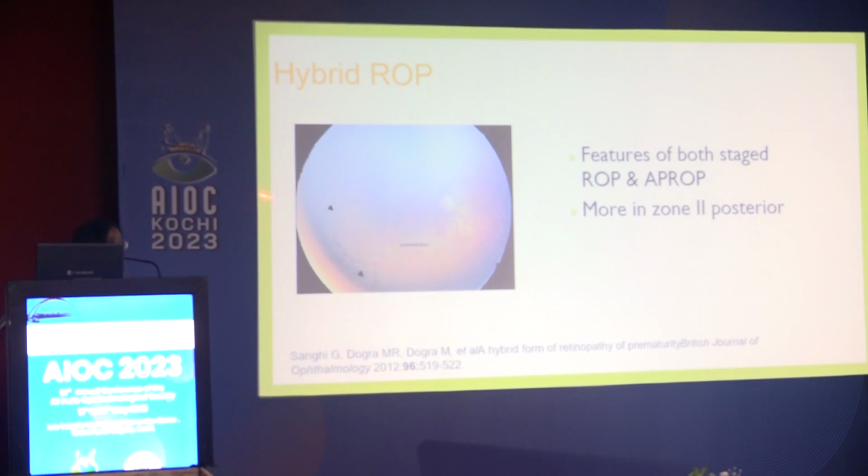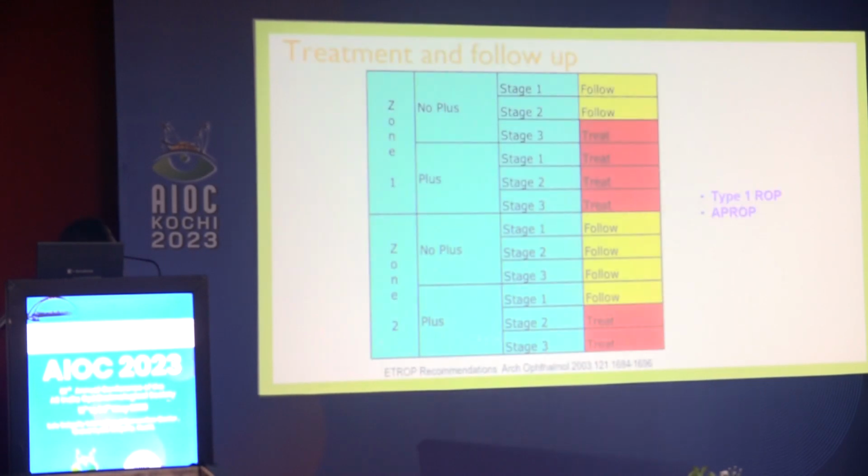And you might see a hybrid ROP where in some area there will be collaterals and in some area there will be stage disease. This is called a hybrid ROP.